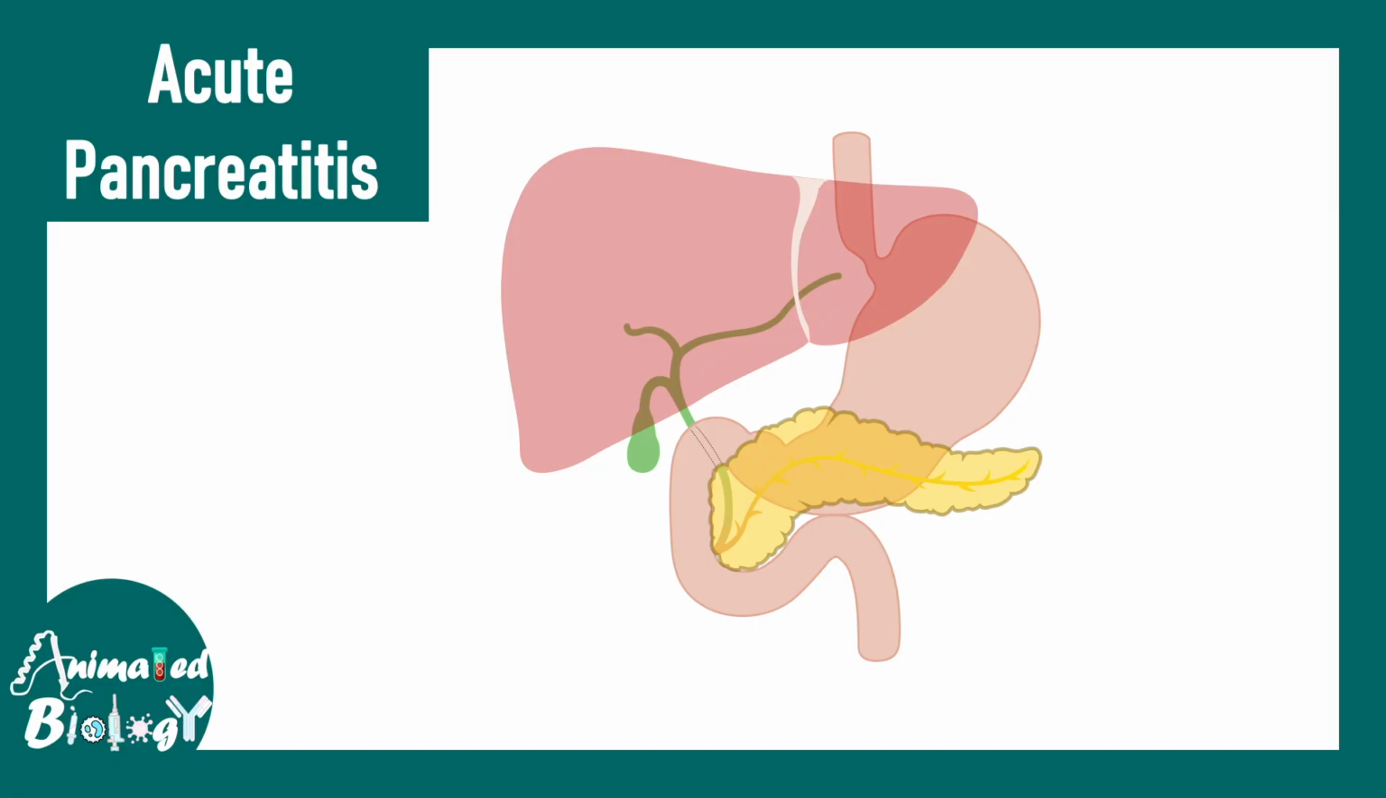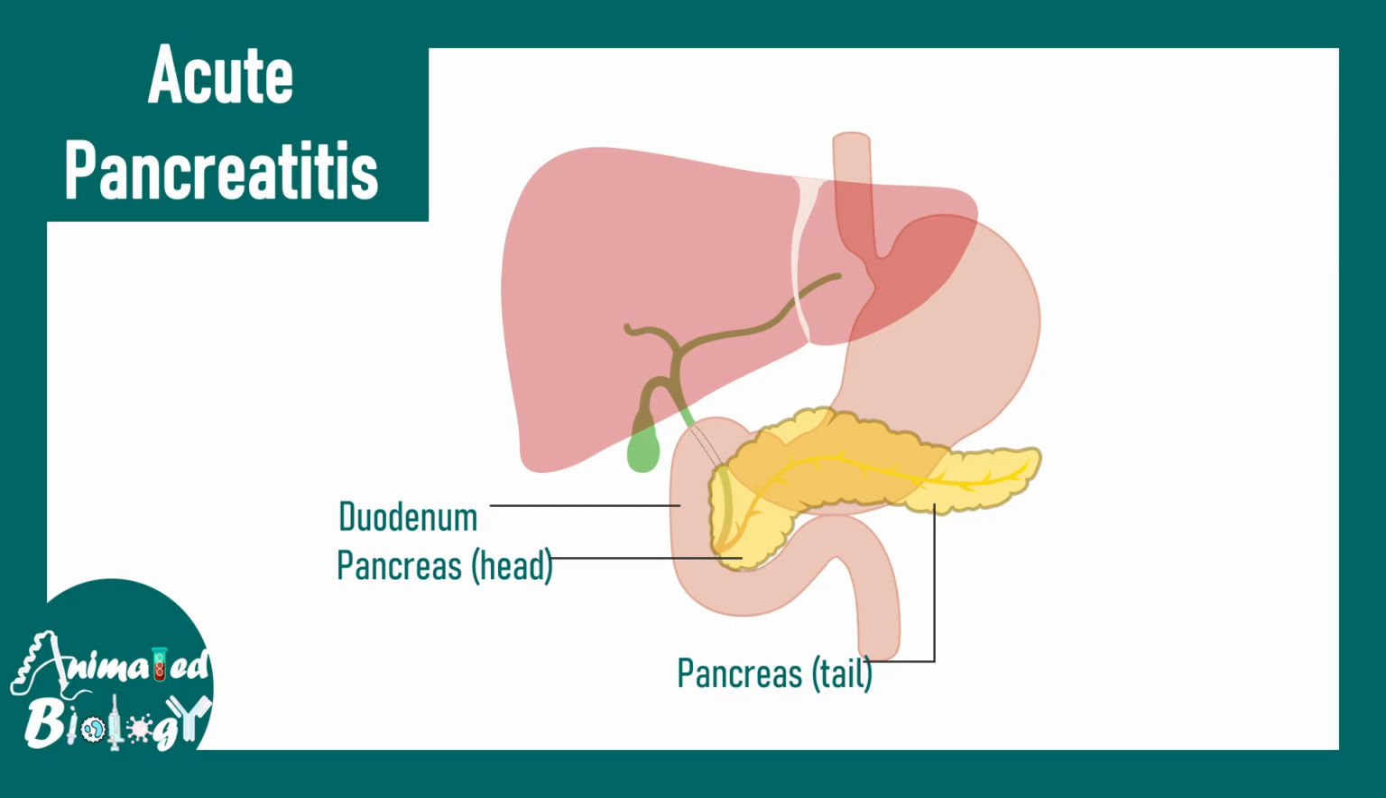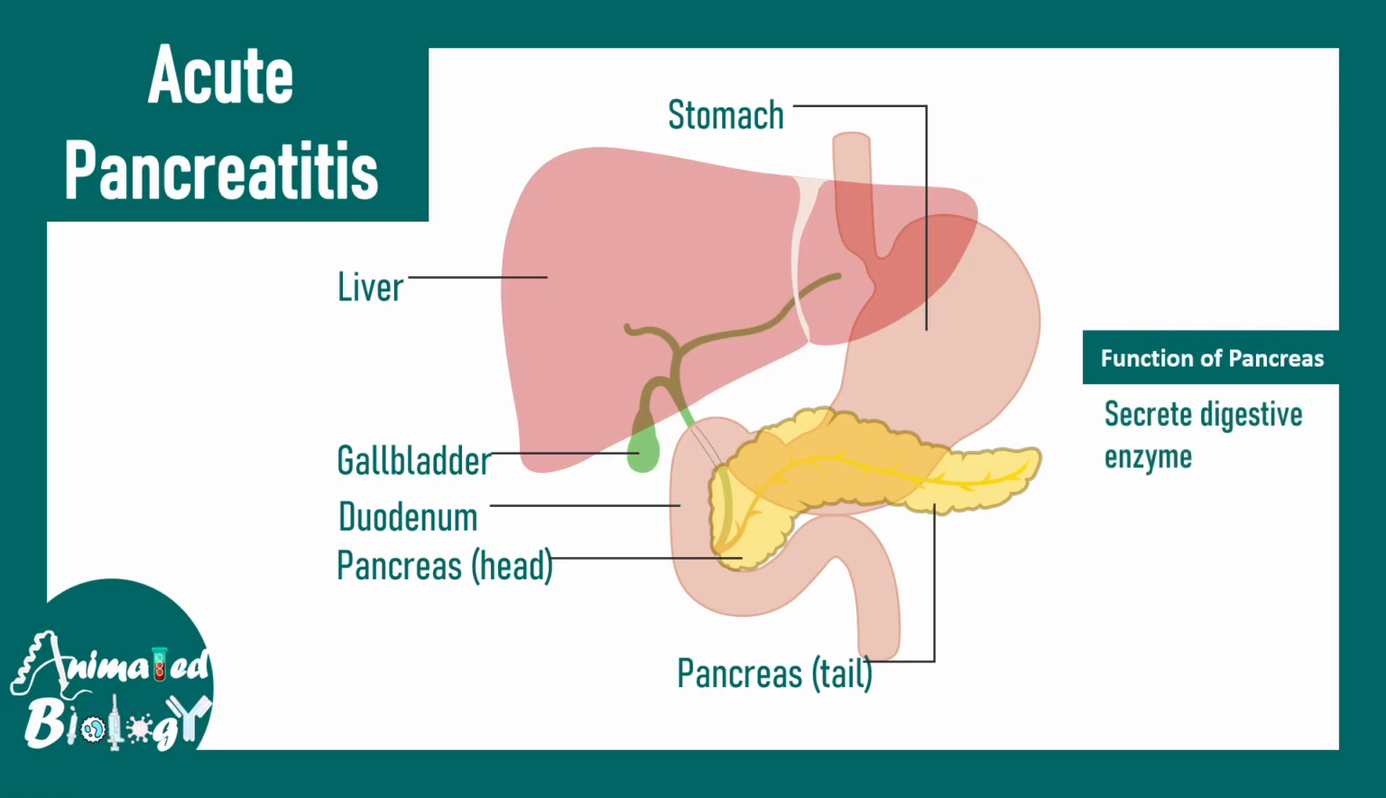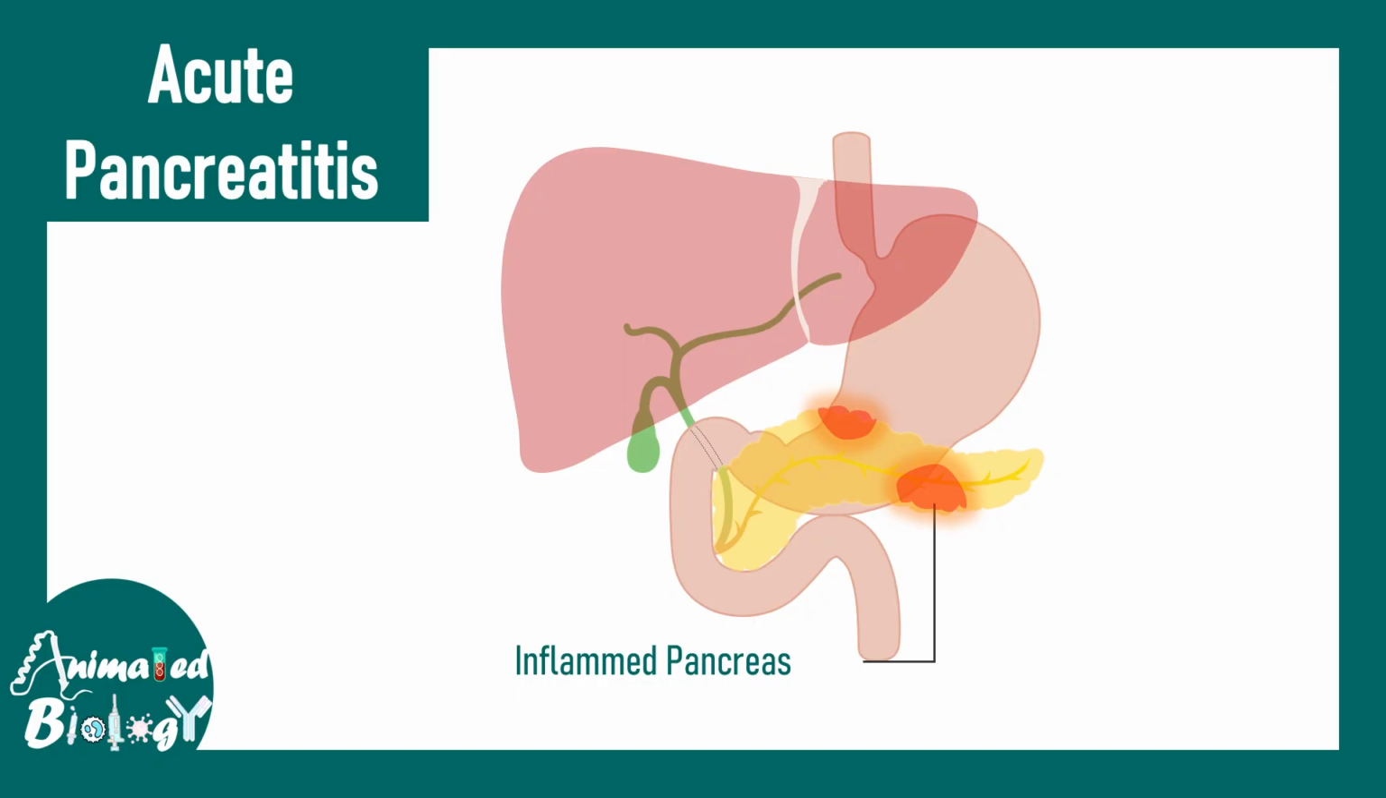So let us now compare acute pancreatitis with chronic pancreatitis. In the case of acute pancreatitis, we can see the pancreatic head here and the pancreatic tail here. This is adjacent to the duodenum. The gallbladder is here, and the liver and stomach can be seen in this picture. In acute pancreatitis, the digestive enzyme and hormonal secretion ability of the pancreas is compromised. There is localized inflammation in the pancreas. It might occur for a short duration and might reoccur in future based on the cause.